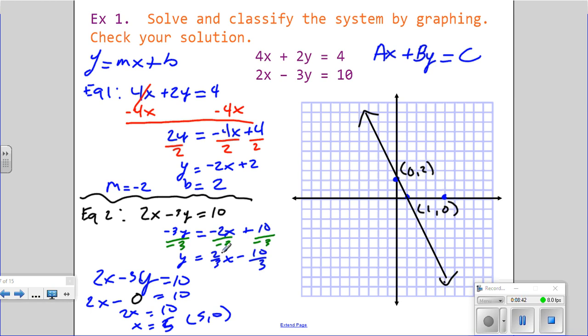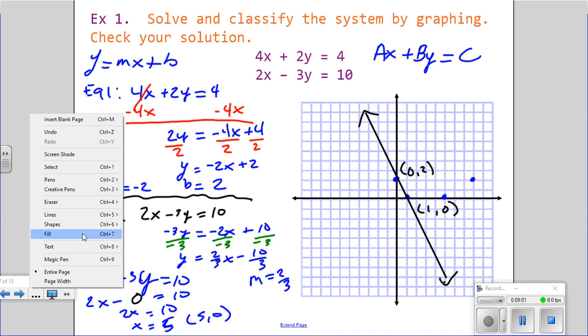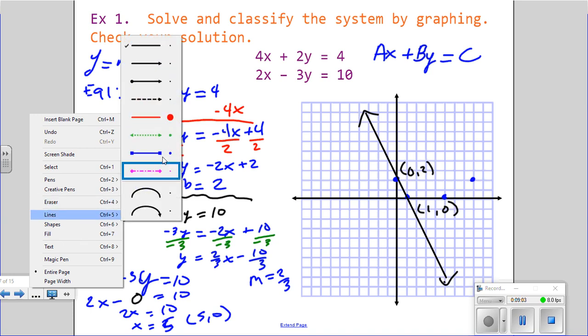But we can use the slope to find another point from our x-intercept. So the slope says go up 2, right 3. And if I did it again, I would be off the grid. So now I have 2 points for this second equation. I can draw a line that connects the two.